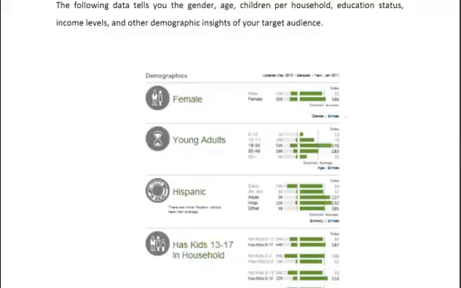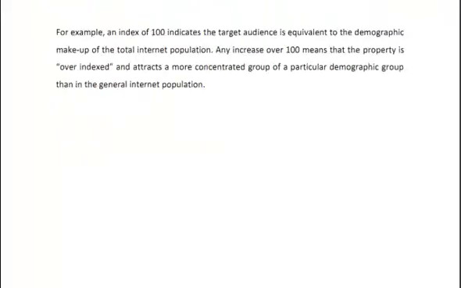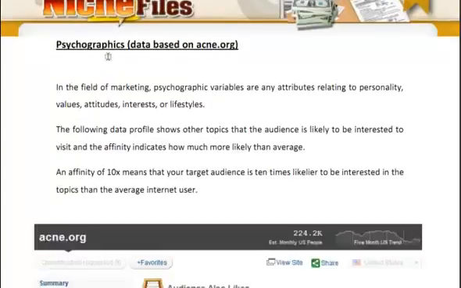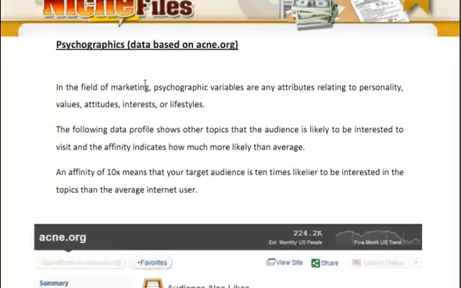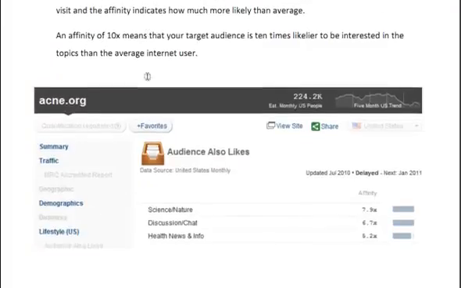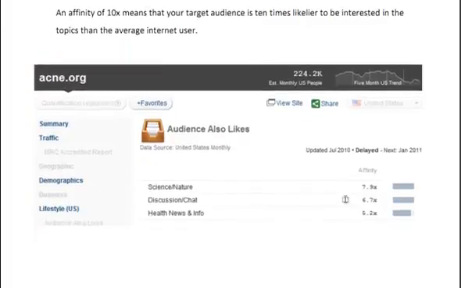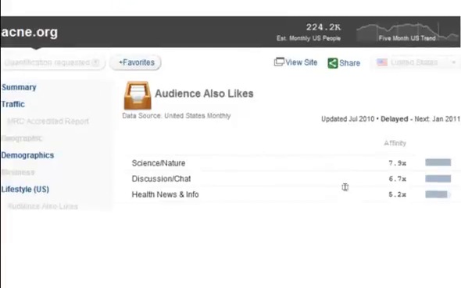Now the next section is the psychographics variables. It shows you the psychographics variables. This reveals some of the other interests of your target market, your target audience. Over here, we can see that prospects in the acne niche are generally interested, or relatively interested, in science and nature, discussion and chat, as well as health news and info.